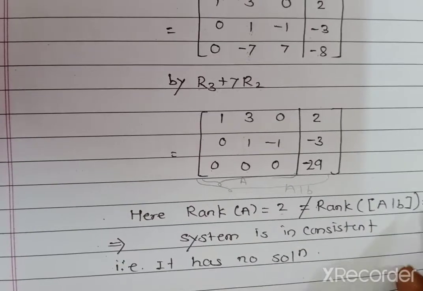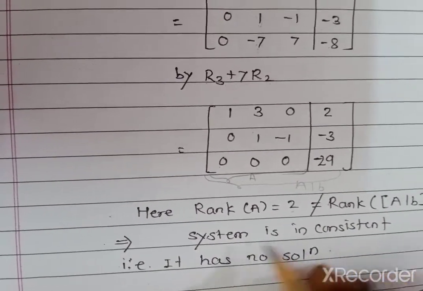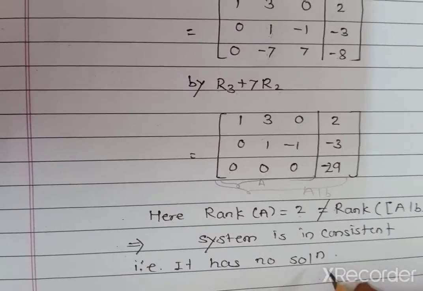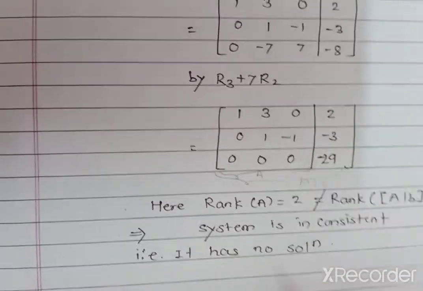So 2 and 3 are not equal. So we say the system is inconsistent, and we know that an inconsistent system means it has no solution. So we have to stop our procedure here. Thank you.